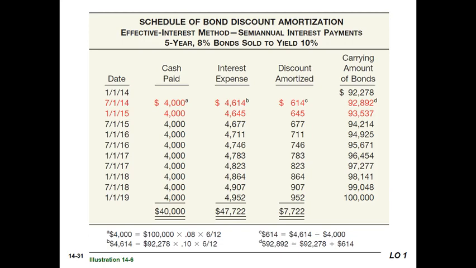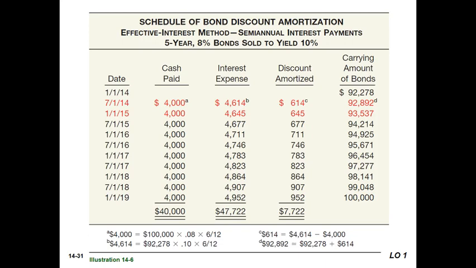Therefore, our new carrying amount of the bonds would be $92,892. We fall into the next interest period, payment period. Again, this 4,000 will never change. It is the amount of cash that leaves. We will always have this 4,000 because it is defined in the contract of the bond. So then we need to calculate what the interest expense expectation would be based on the 10%. So we take the 92,892, we multiply that by 10%, and then by 6 divided by 12. That gives us 4,645. That means that the amount that will be amortized is the amount in excess of the 4,000, bringing our new carrying value to 93,532. And then we continue to repeat the same process through the entire life of the bonds.